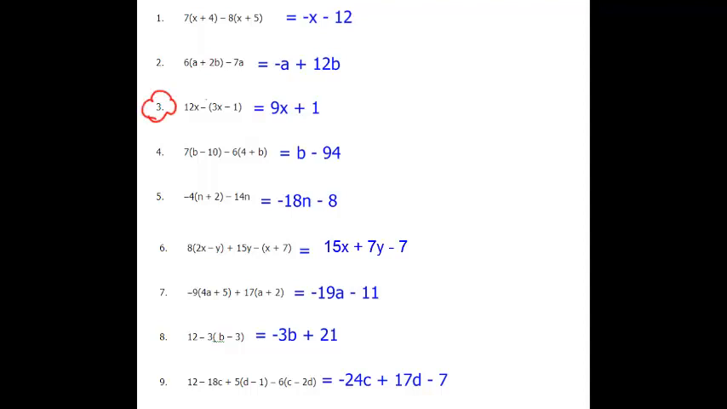Remember that this is like a negative 1 sitting outside. So it's going to be 12x minus negative 1 times 3x, which is negative 3x, and negative 1 times negative 1, which is positive 1. Then you can combine like terms and get the 9x. Same thing in number 6. This becomes 16x minus 8y plus 15y minus x minus 7, and then you just have to combine your like terms.